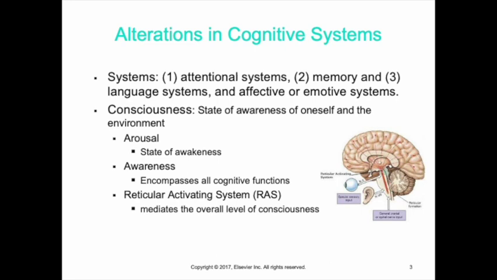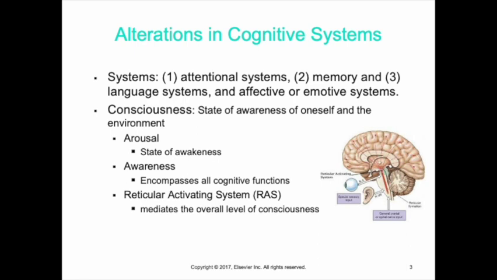When we use the term consciousness or full consciousness, this is the state in which we have awareness of ourselves and the environment. And this also will include the ability to respond to external stimuli with a wide variety of responses. Now, consciousness has two components. We have the state of awakeness, which we call arousal, as well as the content of thought or awareness, and this encompasses all the cognitive functions.